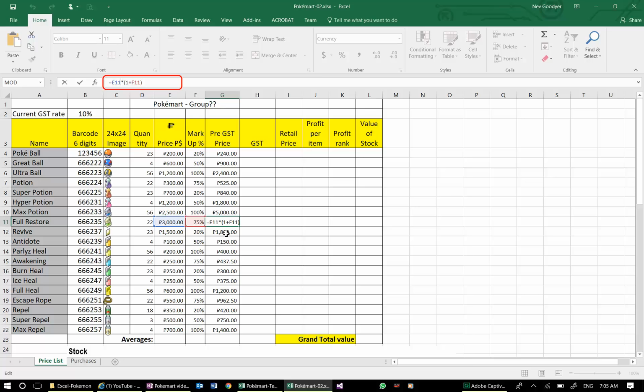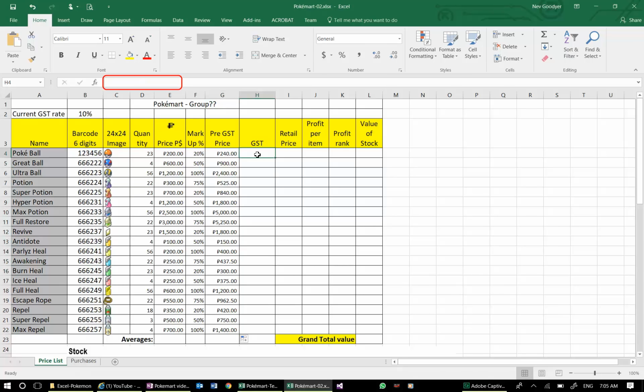We call this a relative reference because each cell grabs values relative to it, relative to its position, so to the left of its position. That allows us to copy down like so.